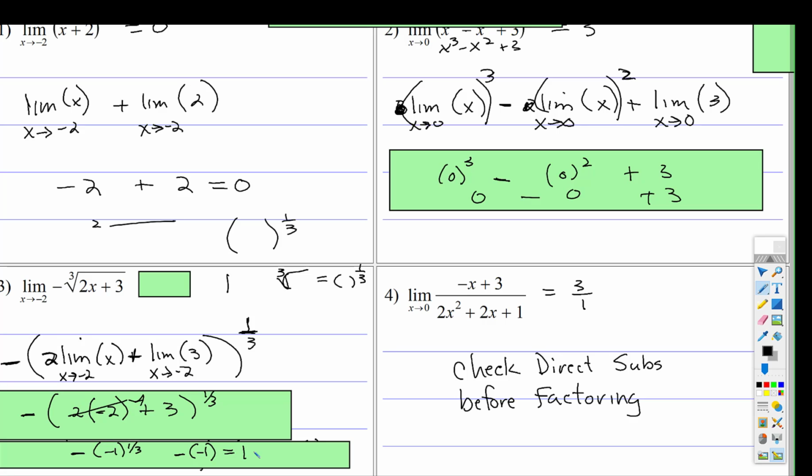All right, and then on this fourth one right here, always check: do direct substitution before you bother factoring. I can even look at that. When this factors, if it does, will there be a 3 involved? No. But when I plug 0 in, I don't even have to do the factoring first. 0 plus 3 is 3, and 0 plus 0 plus 1 is 1. So that height is 3. All right, I'm going to pause it.